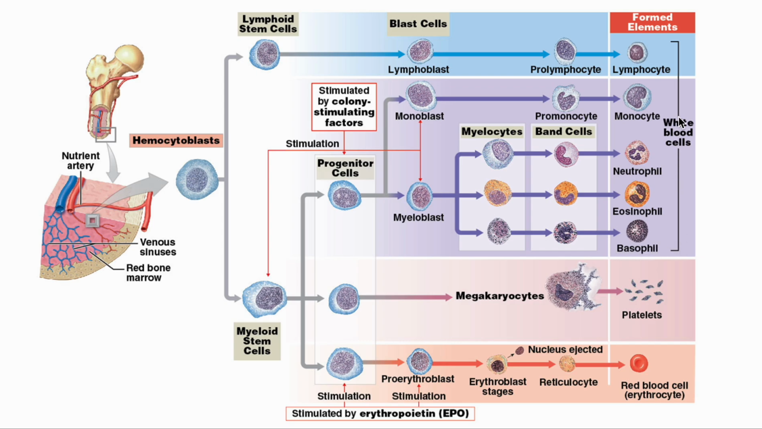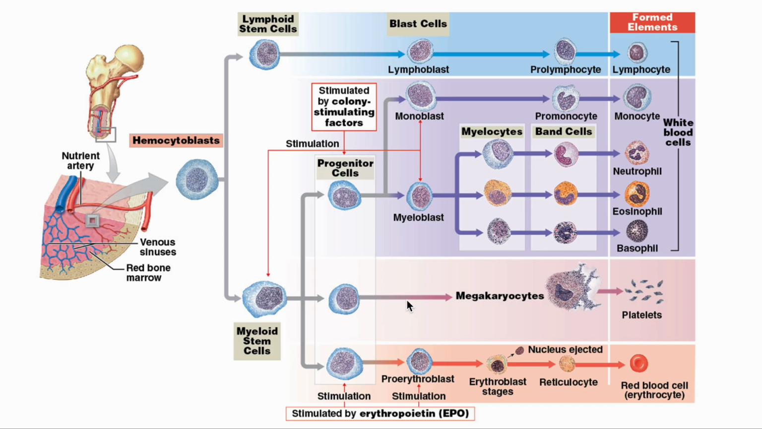So here are our white blood cells up here, coming from 2 different stem cells, right? The lymphocyte from lymphoid stem cells, and all of the others coming from our myeloid stem cells, which became either monoblasts or myeloblasts. Now, we also could have that myeloid stem cell go through the progenitor cell stage and become a megakaryocyte, in which case it'll hang out in the red bone marrow and give rise to platelets.